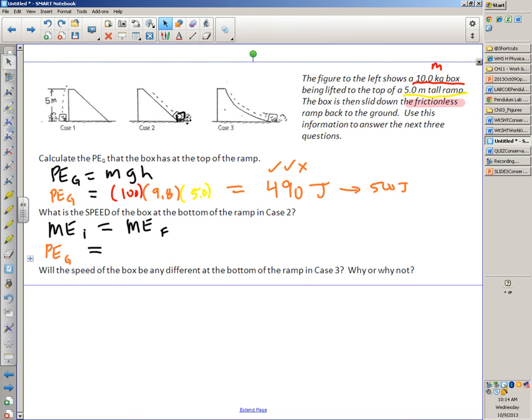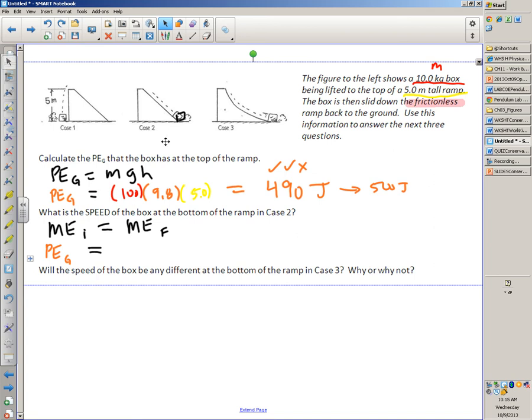Where does this box eventually end up? On the ground. So how much potential energy will it have at the end? 0, right? Because we said potential energy depends on height. If it's at the ground, it's got 0, okay? But what is it doing now when it hits the ground?